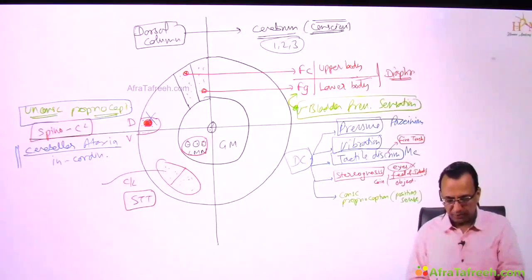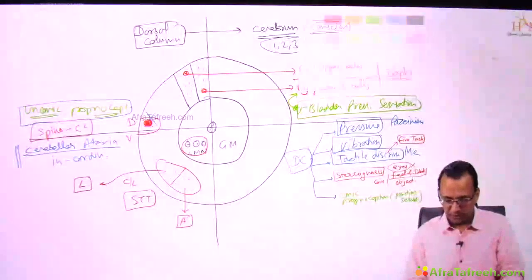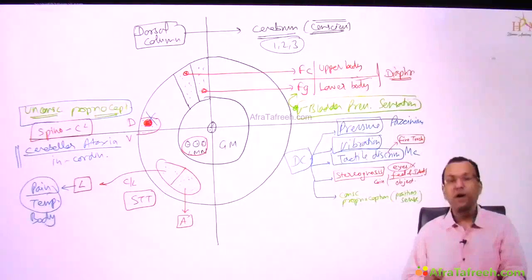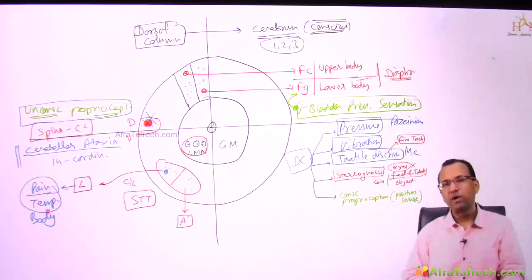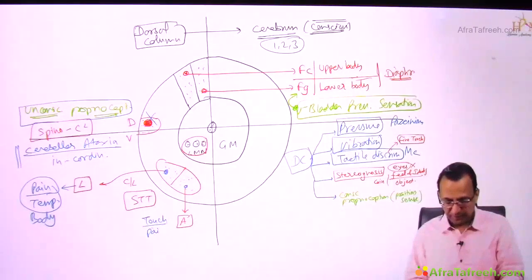Now, there is the lateral spinothalamic tract and there is the anterior spinothalamic tract. And what is the lateral spinothalamic tract doing? The lateral spinothalamic tract is carrying pain and temperature from the opposite side of the body. What is the anterior spinothalamic tract doing? The anterior spinothalamic tract is carrying touch and pressure. But touch and pressure are already carried by the dorsal column. What is it doing?